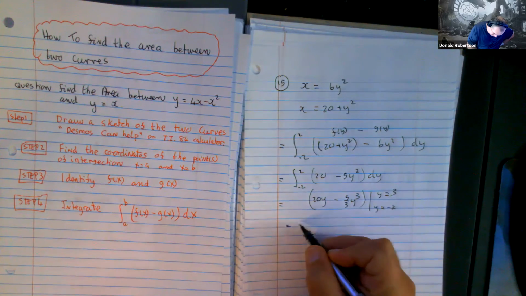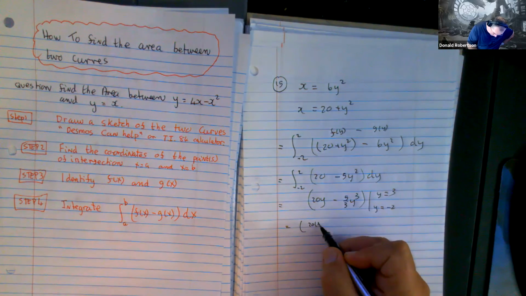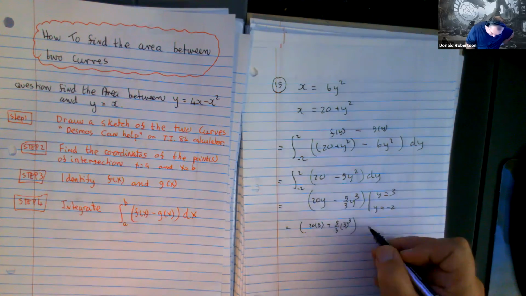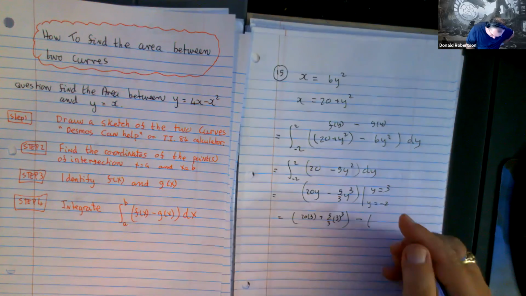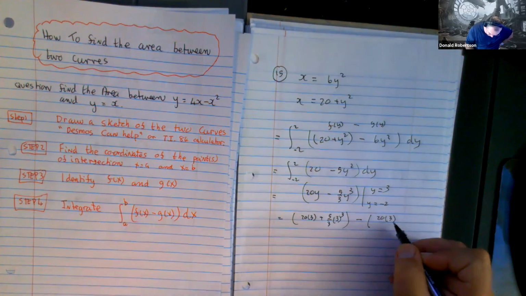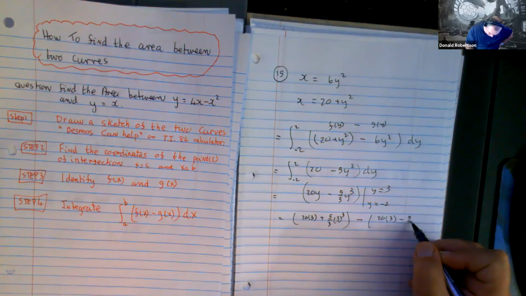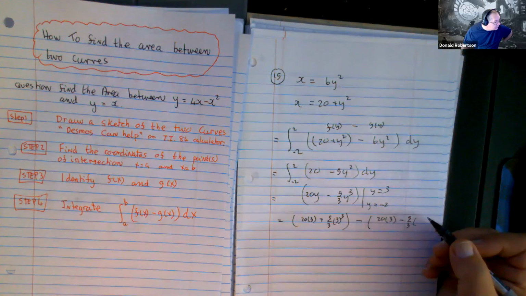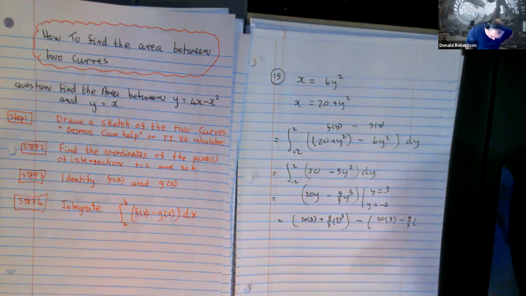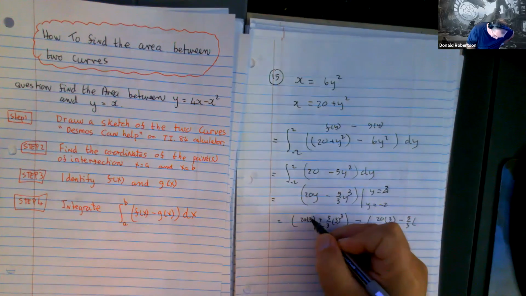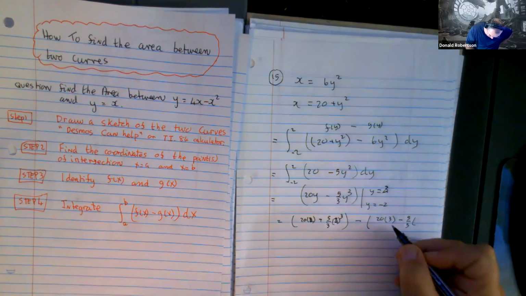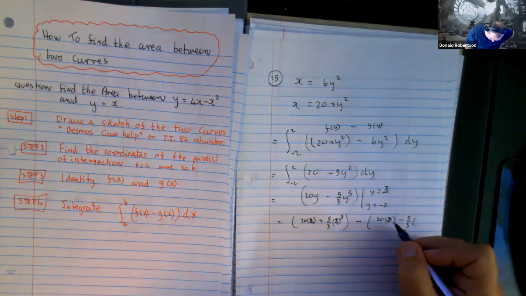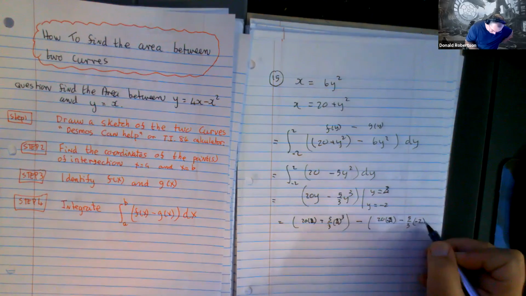Okay, what do I get? 20 times 3 plus 5/3 times 3 cubed. Take away 20 times 3 minus 5/3. Why did I put 3 there? Who knows? Just I caught myself. So there. For some reason my 3 turned into a 2.